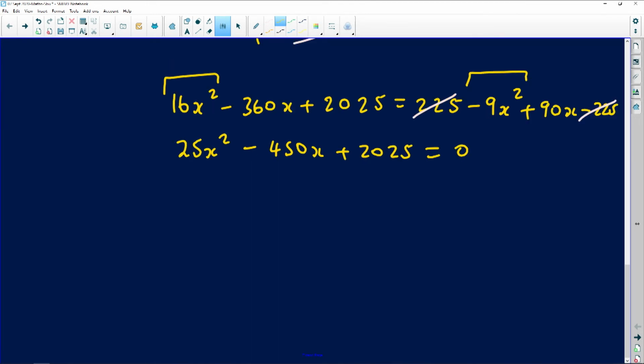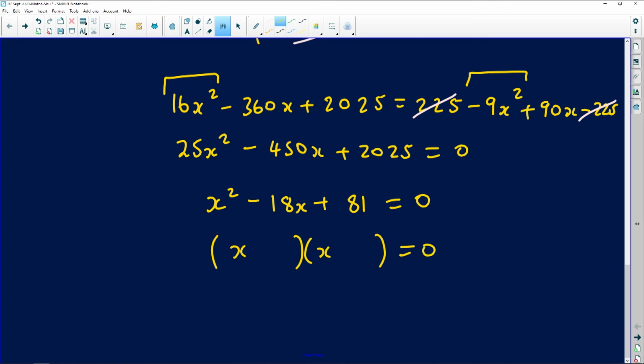Now, 25 can go into all these things. Divide all of them by 25, you get x squared. When you have 450, you're dividing it by 25, it gives you 18 of x's. And then on 25, when you divide it by 25, it gives you an answer of 81 is equal to 0. Now, I'm going to factorize this. What do you end up with? Well, guess what? We're just going to get a quadratic that has x times x. The factors of 81 are 9 and 9. They must both be negative so that they give me an answer of 18 in the middle. My x comes out as one number, which is a 9.